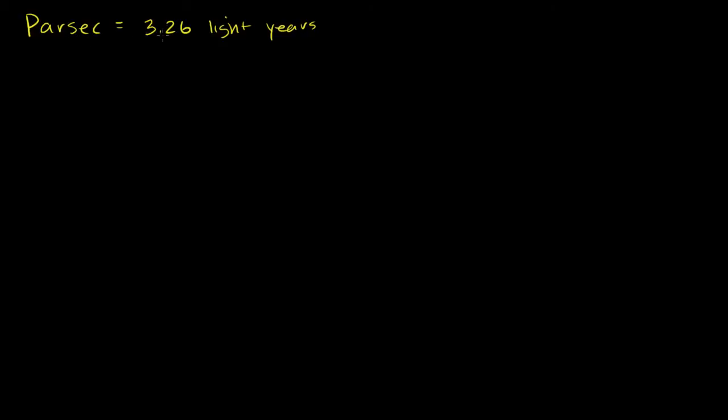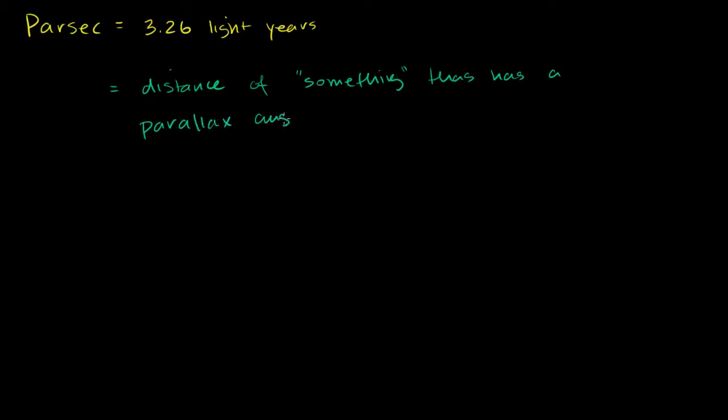But what I want to do is just think about, where did this weird distance come from? This distance that is roughly 3.26 light years. It comes from the distance of something, probably a star, but let me say something because there are no stars exactly this far away from us. The distance of something that has a parallax angle of one arc second. And the word comes from the par in parallax and the second in arc second.